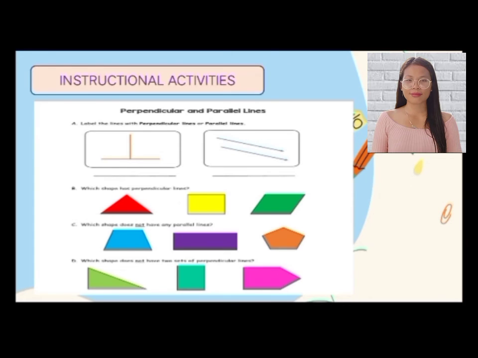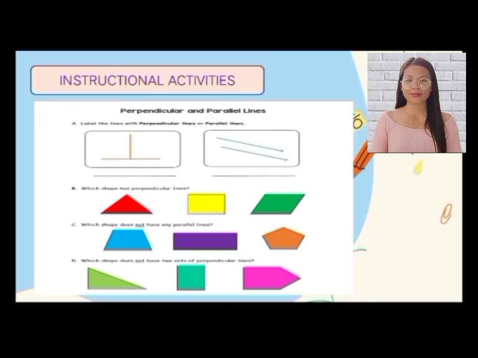Next is perpendicular and parallel lines. In letter A, you need to label which is perpendicular or parallel. In B, which shape has perpendicular lines. In C, which shape does not have any parallel lines.